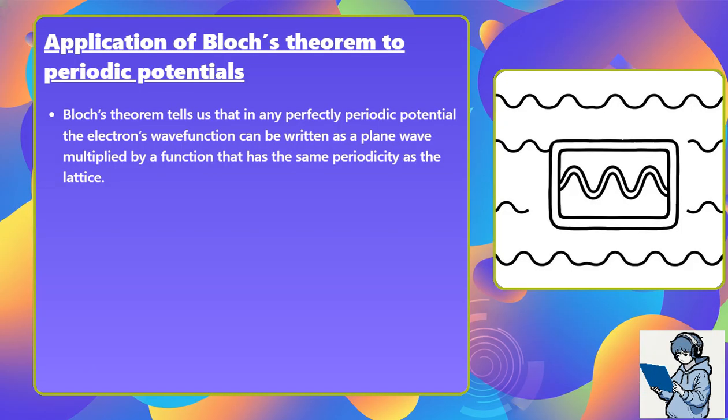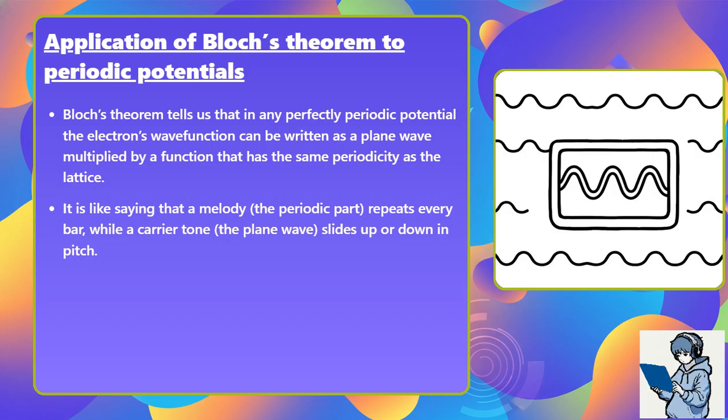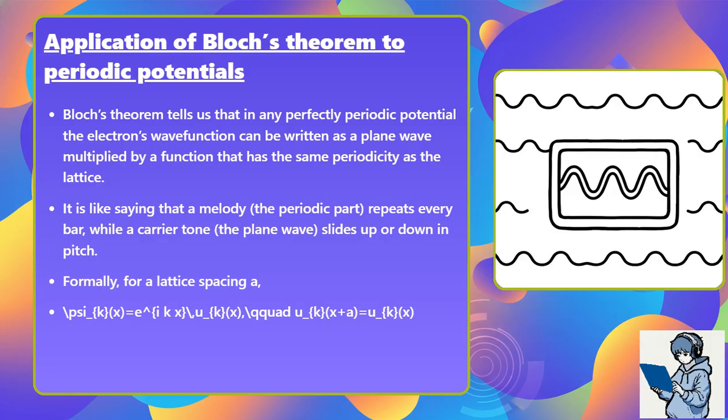Bloch's theorem tells us that in any perfectly periodic potential, the electron's wave function can be written as a plane wave, multiplied by a function that has the same periodicity as the lattice. It is like saying that a melody, the periodic part, repeats every bar, while a carrier tone, the plane wave, slides up or down in pitch. Formally, for a lattice spacing a, ψ_k(x) equals e^(ikx) times u_k(x), and u_k(x + a) equals u_k(x).